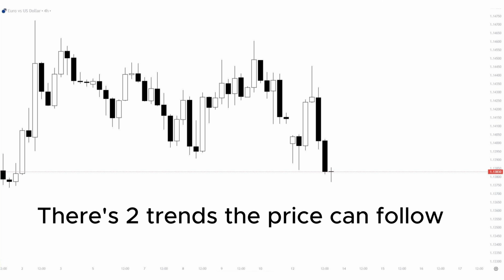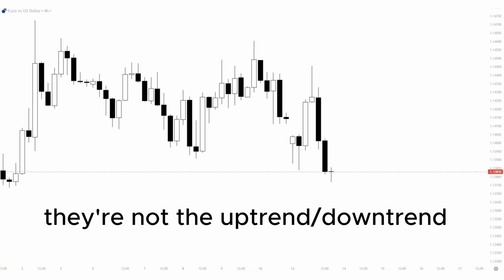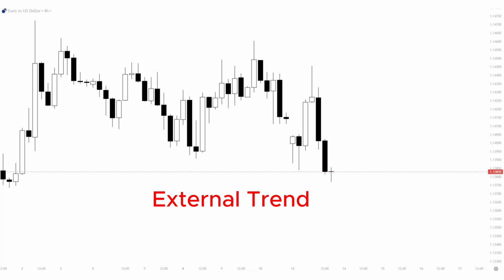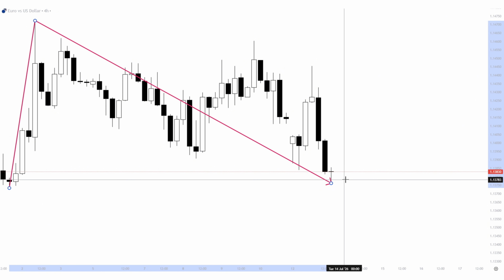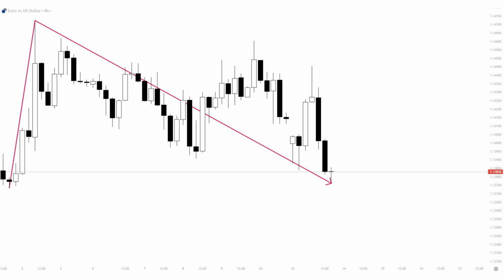So there's two trends the price can follow, and we're not talking about an uptrend or a downtrend, but about the external trend and internal trend. On the external trend, we only care about the external swing points. They're basically the lowest and highest points a market had during a certain time.